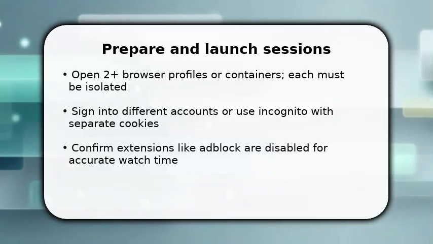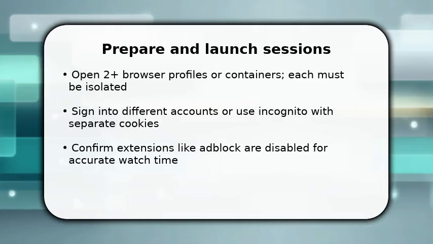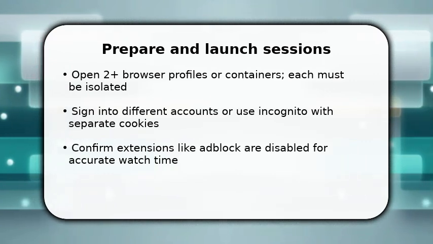Once done, disable ad blockers and autoplay blockers that alter telemetry. You want each context to simulate an independent viewer. Make sure video quality and playback settings are consistent across contexts, so watch metrics are comparable and reliable.